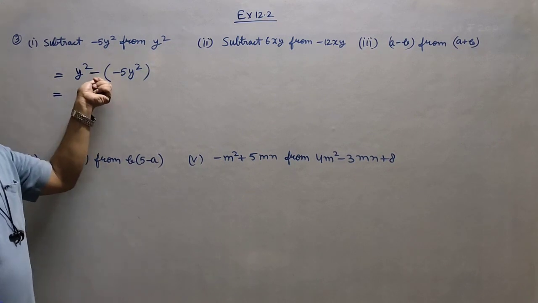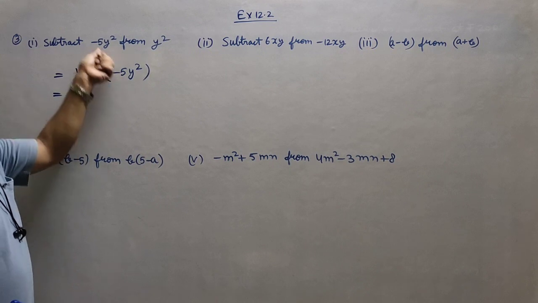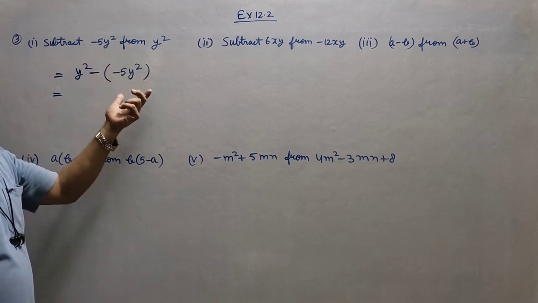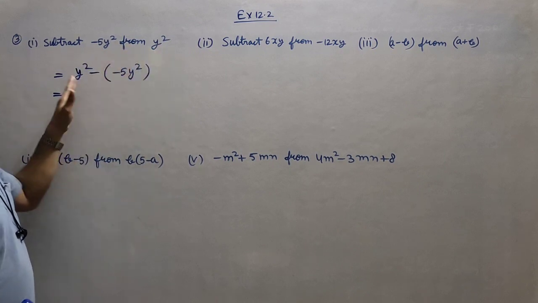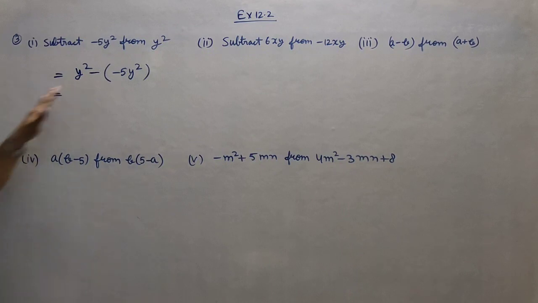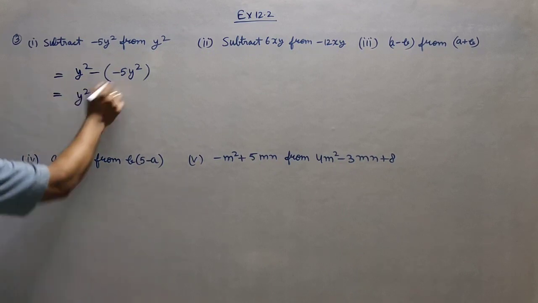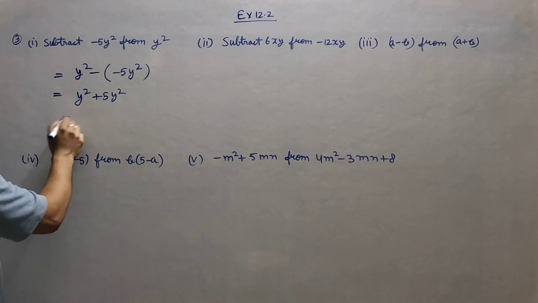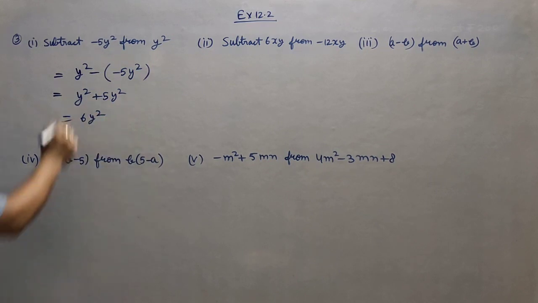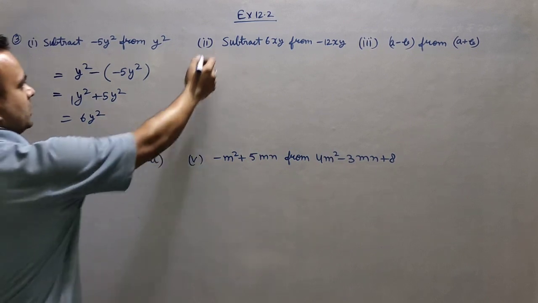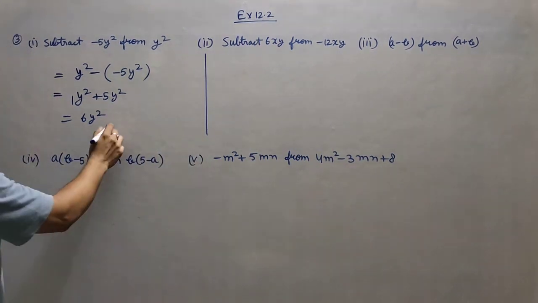Always you have to put one sign from your side, and maybe some sign that term has, and this term will come in the first position, right? And you can see minus minus will be plus, and definitely you will get 6y square, because 5y square plus 1y square will be 6y square. So this is your answer.